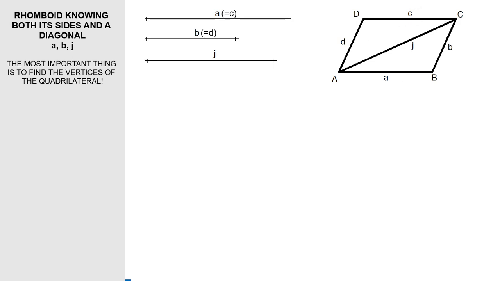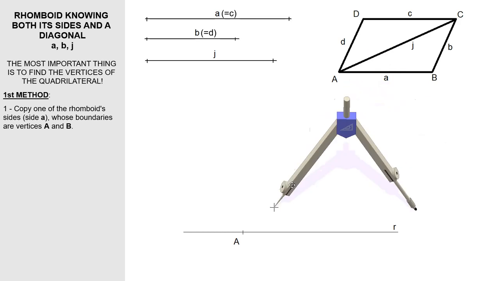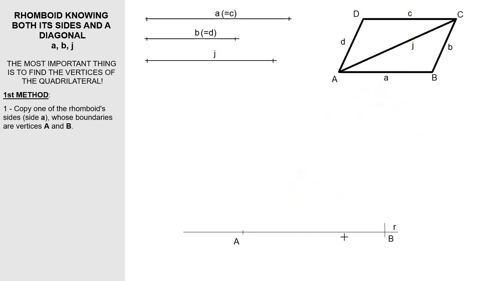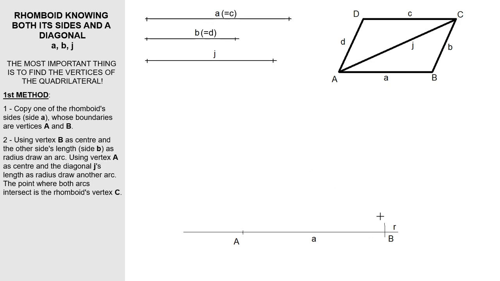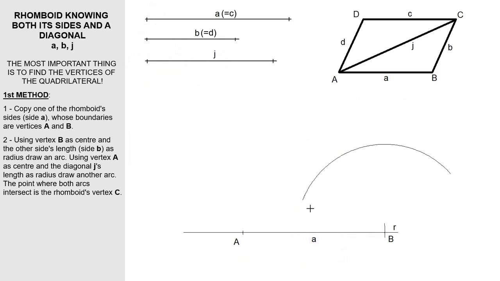First, we draw one of their sides. On a straight line R, we mark the first vertex of the rhomboid, this vertex A, and we copy the length of side A from this vertex to find vertex B, drawing then side A. Vertex C is a distance equal to side B's length to vertex B. So, using vertex B as center, we draw an arc whose radius is side B, because all the points on this arc are this distance B to vertex B.